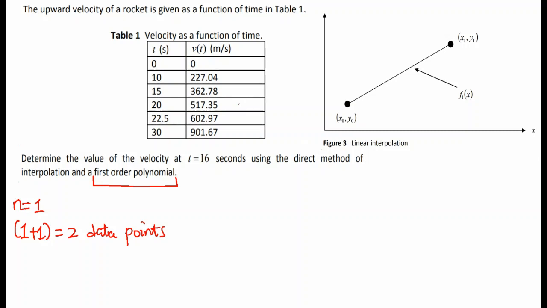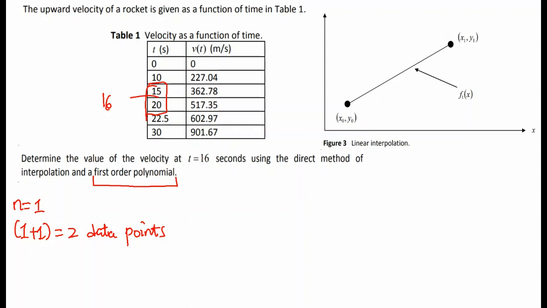So you are going to need two data points, and the question says you should find the velocity at what time? 16 seconds. Looking at the data that we have here, 16 is going to be within 15 and 20, right? So the time value will be within 15 and 20. So our two data points should be 15 and 20, because that's the range that the 16 seconds falls in.